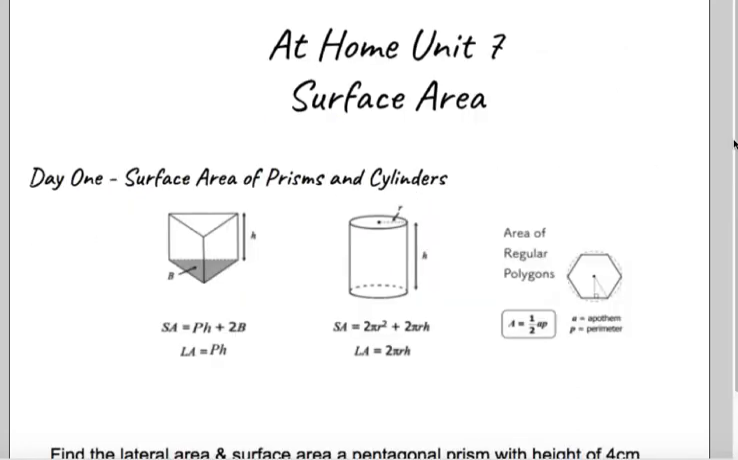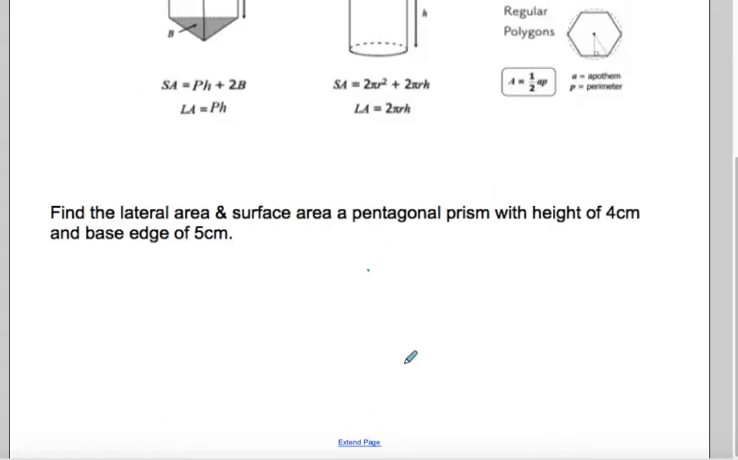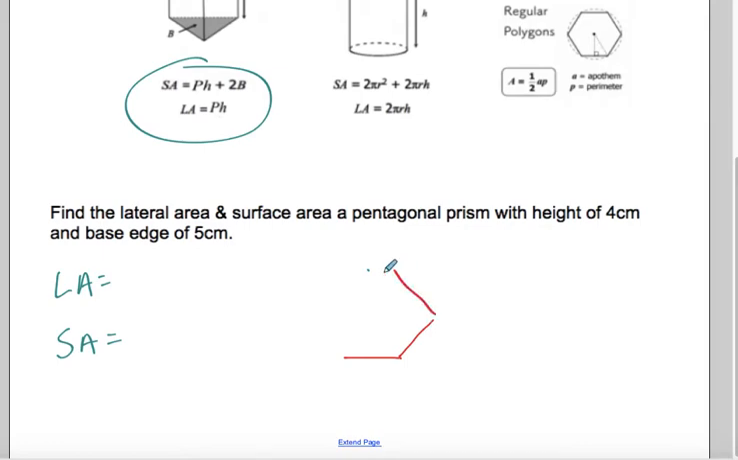The last one in this day's set of notes is a pentagonal prism. We want to find the lateral area and surface area of a pentagonal prism. So it's going to have a pentagon base. We are using the prism formulas, pH plus 2b and pH. And they gave us the height of the prism and the length of the base edge. So if I have a regular pentagon, boy, this image is so bad, sorry.